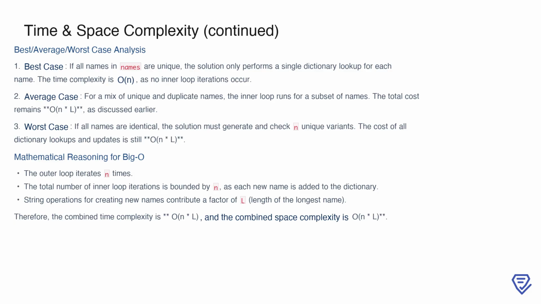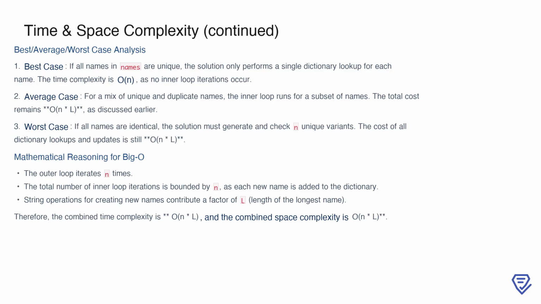In the worst case, where all names in the input are identical, the solution must generate and check n unique variants. Even here, the dictionary allows each lookup and update to occur in constant time, keeping the overall time complexity at O(n*L). To summarize, the outer loop runs n times, the total inner loop iterations are bounded by n, and string operations contribute a factor of L.